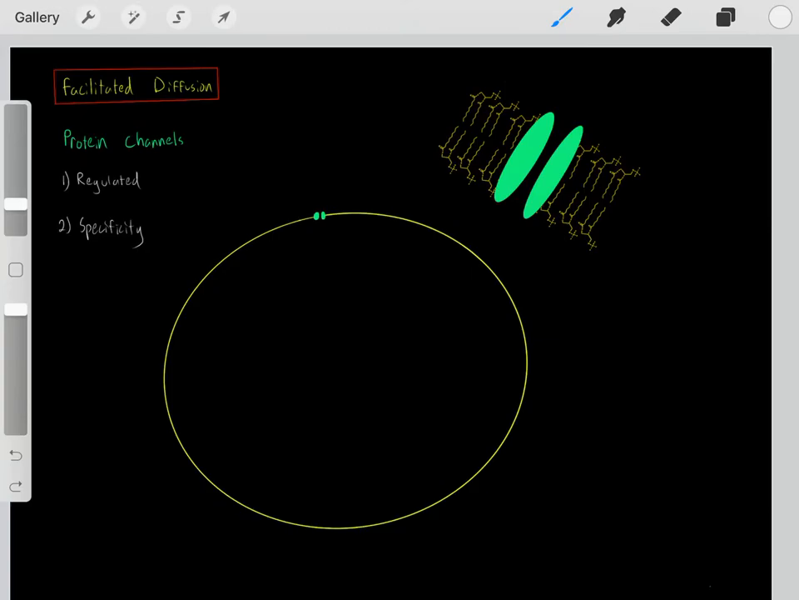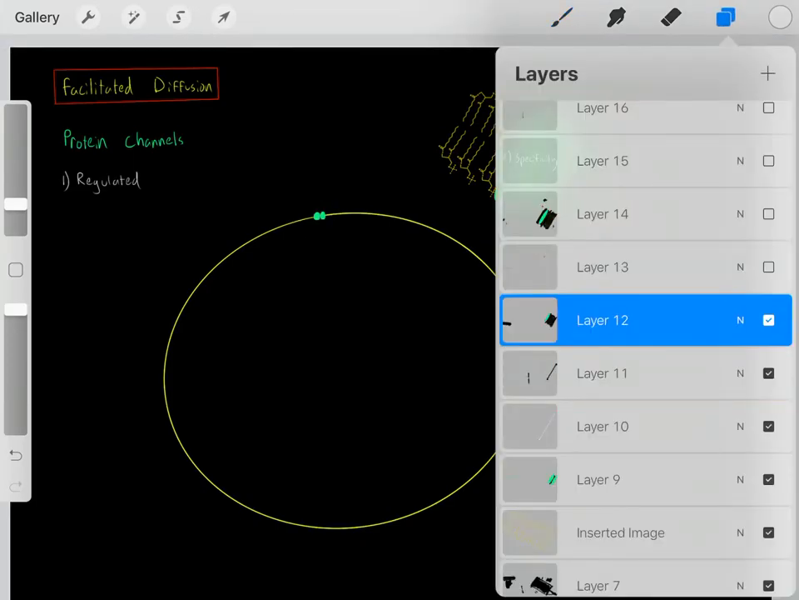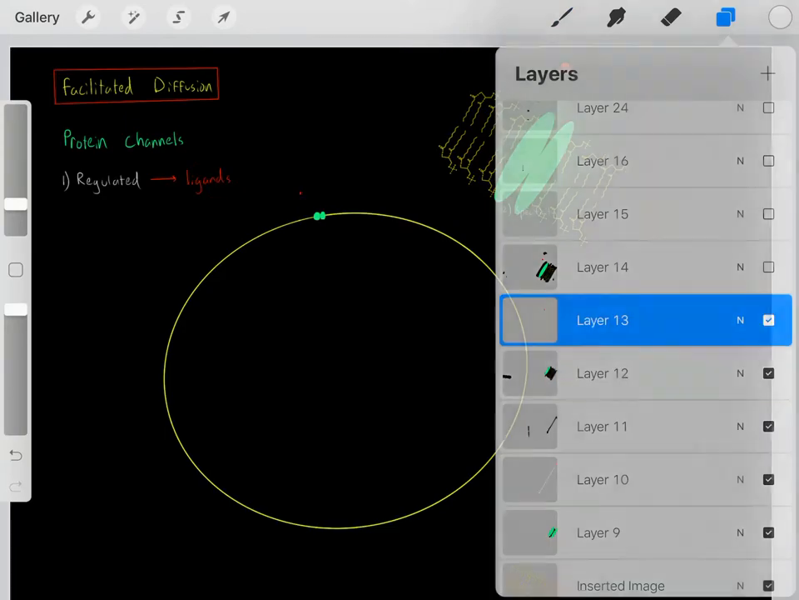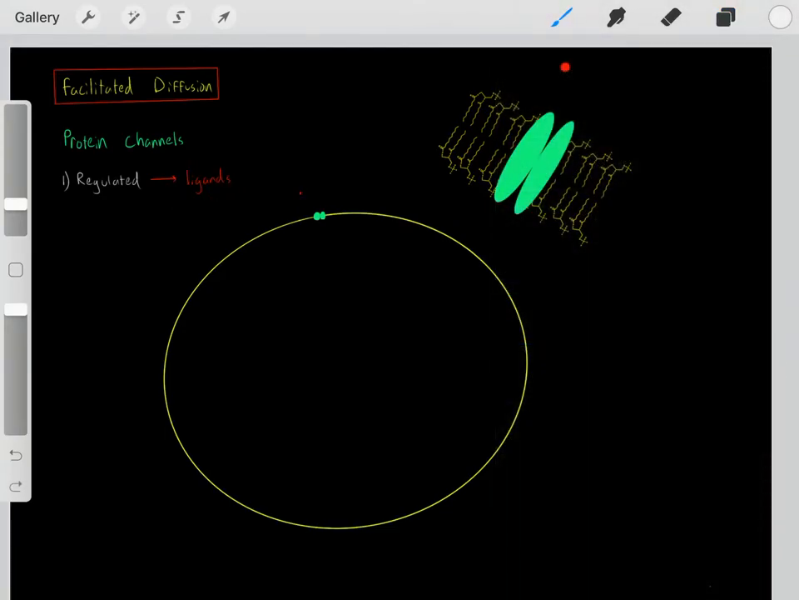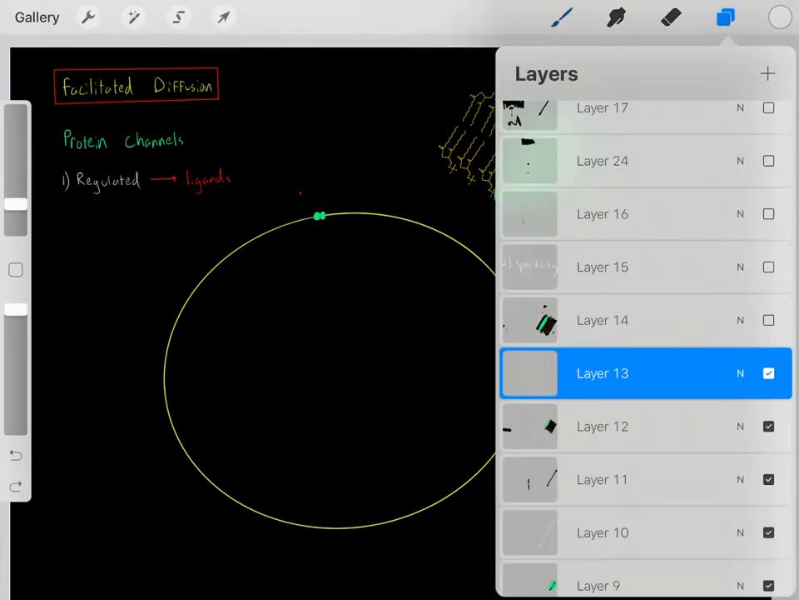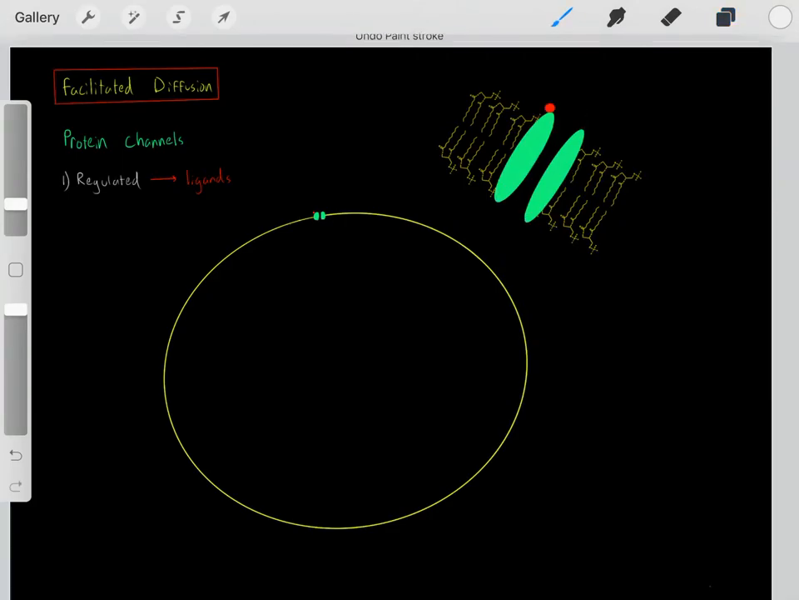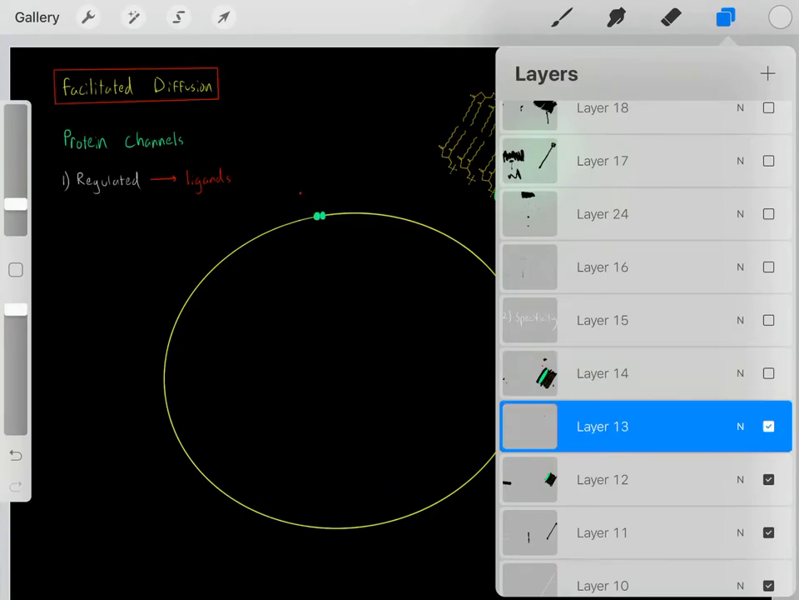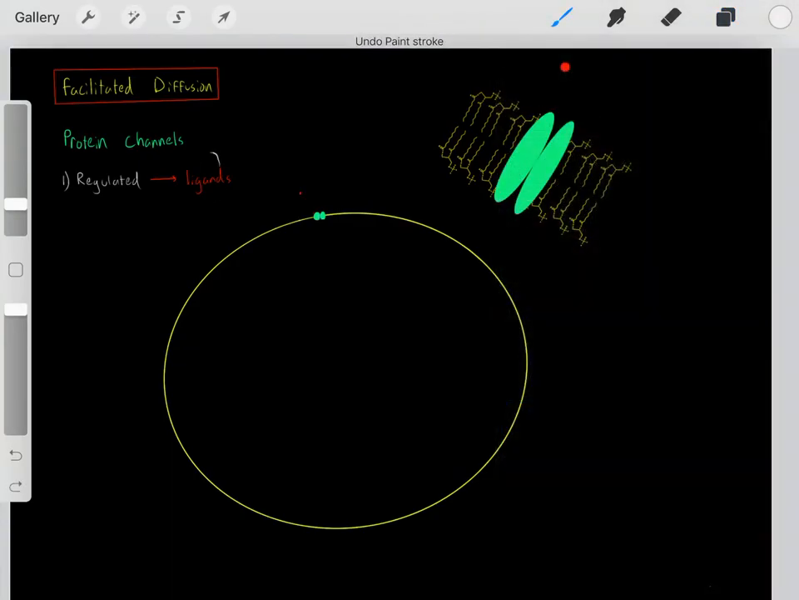So what do I mean? Let's say we have this channel. We know all channels can be characterized by the way they're regulated and what they're specific for. So let's say this channel is regulated by ligands, which essentially means they're regulated by molecules. What does that mean? That means this channel is normally closed. However, if the correct ligand binds, then this channel opens. So again, when the ligand binds, it opens. When the ligand is not bound, it's closed. So we can see it's this ligand that regulates whether this channel is open or not.